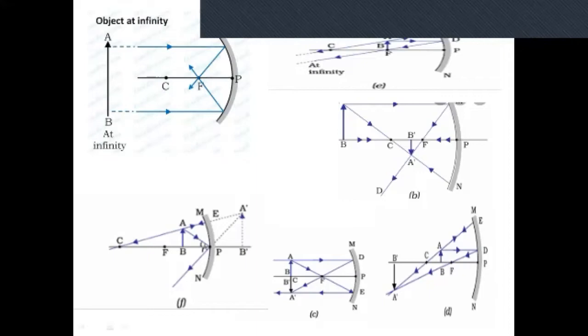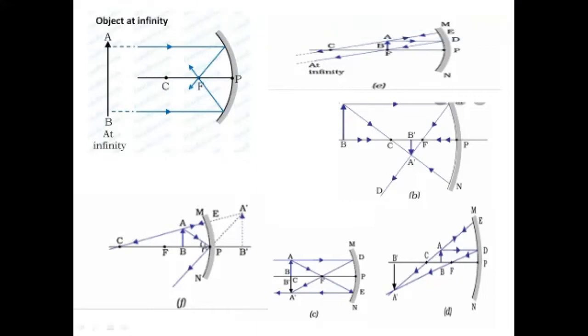And we are placing the object beyond C in figure B. The object is placed beyond C, and the image is formed between C and F. And in figure C, we are placing the object at C, and the image is formed at C. And next, in image D, we are placing the object between C and F. The image is formed beyond C.